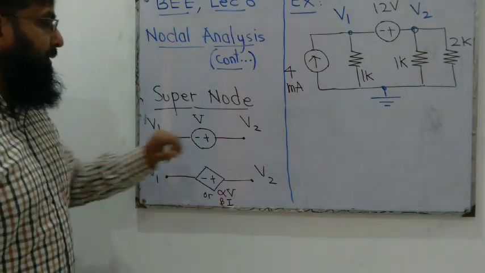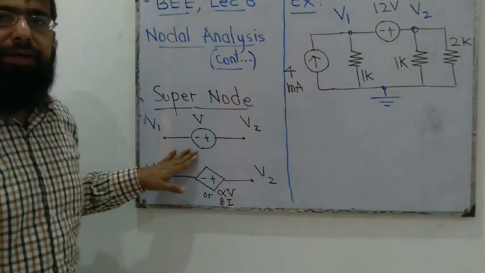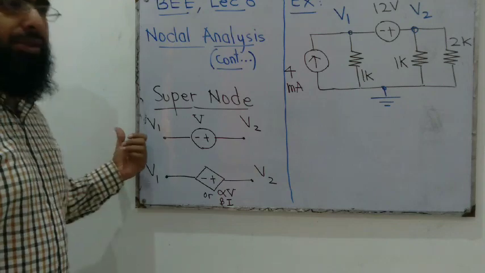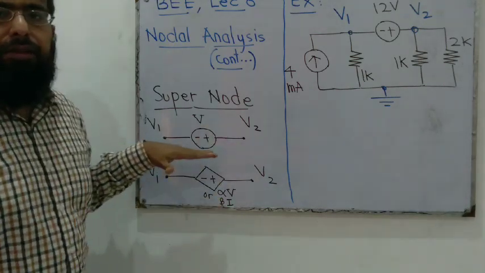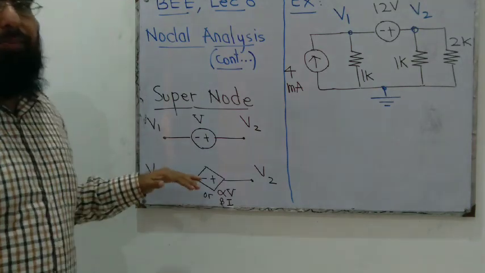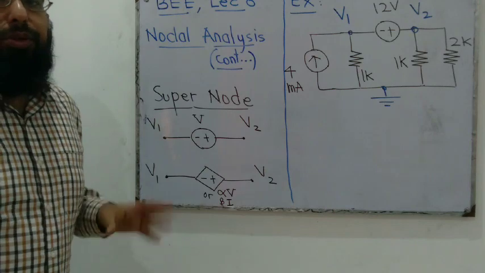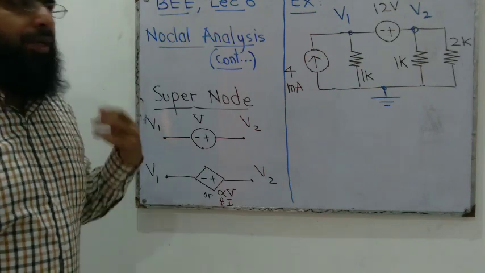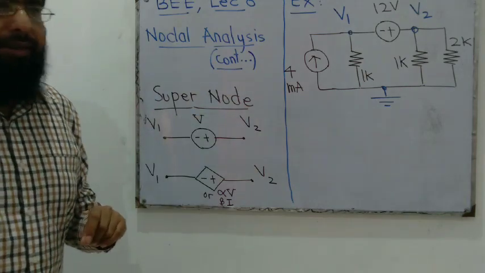A supernode appears when we have a voltage source, either an independent voltage source or a dependent voltage source, between two nodes directly as the only component. There is no other component except the voltage source between the two nodes. To handle this situation, we need a skill that we call the supernode technique.